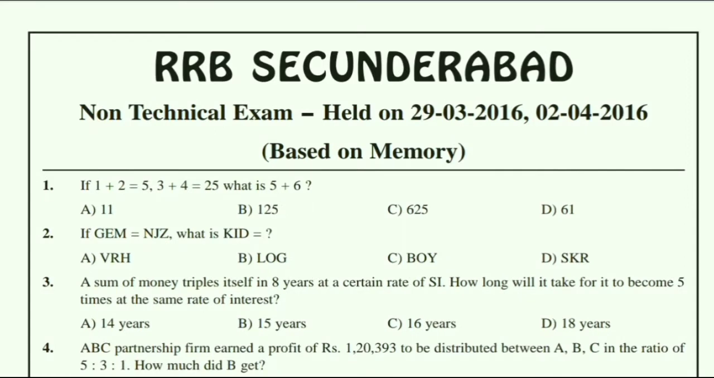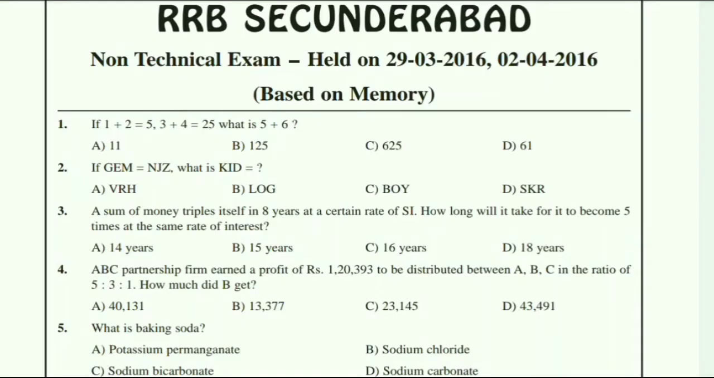The first question is, if 1 plus 2 is equal to 5, then 3 plus 4 is equal to 25. And what is 5 plus 6? Here we are just squaring the values to get the result. That is 1 square plus 2 square equal to 5. Similarly 3 square plus 4 square equal to 25. And then 5 square plus 6 square equal to 61.